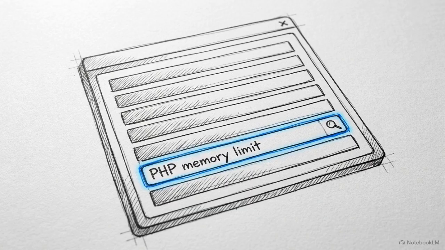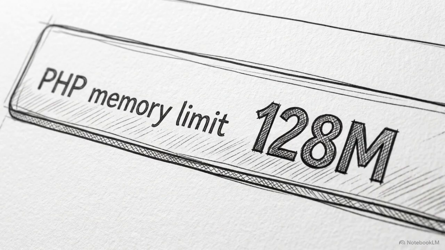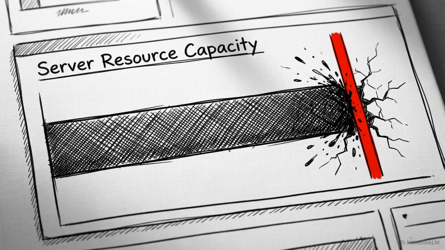Let's find your actual limit. Looking at your WordPress dashboard, navigate to Tools, then click Site Health. Switch to the Info tab, and finally open the Server dropdown. Scroll down to the row labeled PHP Memory Limit and check the exact number listed there. That number is the absolute ceiling enforced by your server.